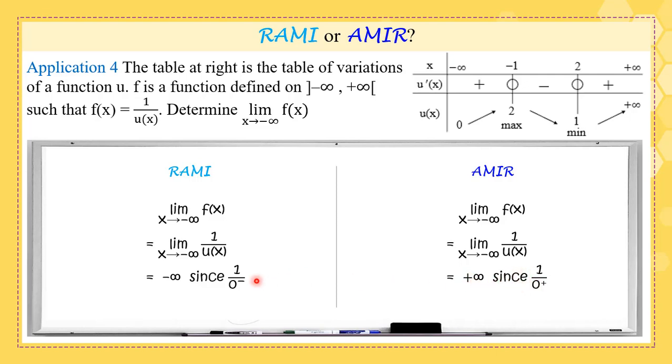Now, do we have 1 over 0 minus or 1 over 0 plus? This is the only difference between the two answers. Well, when x tends to minus infinity, u of x tends to 0. And we can see from here, because after the 0, the function increases, we can state that this is a 0 plus and not 0 minus. So Rami's work is not correct and Amir's work is correct.